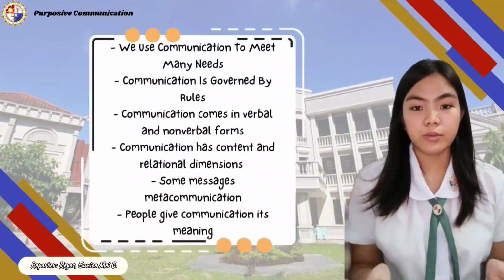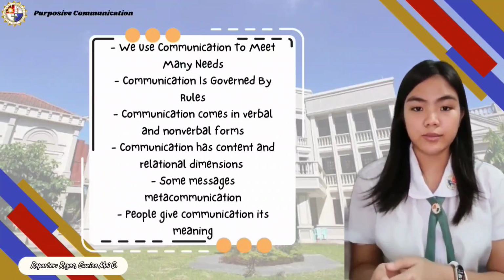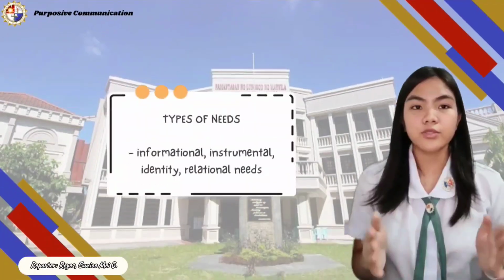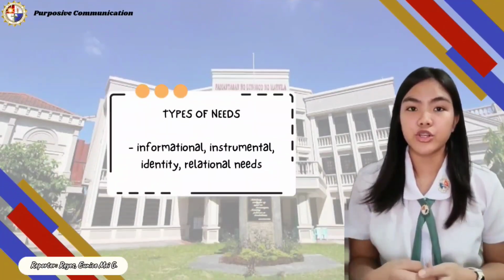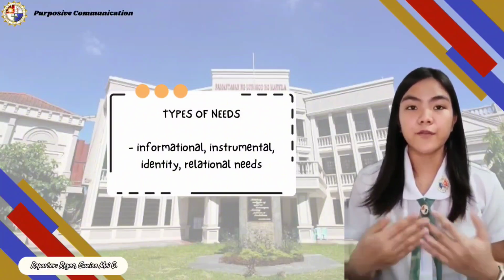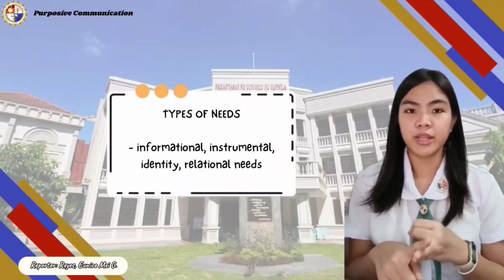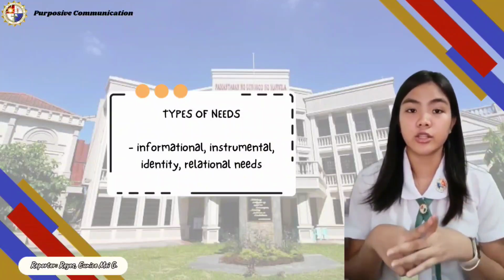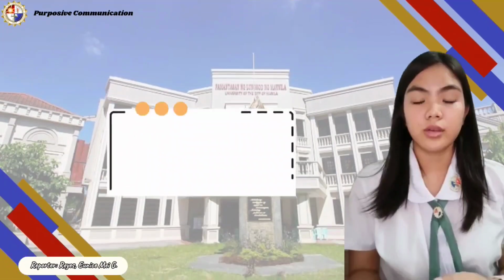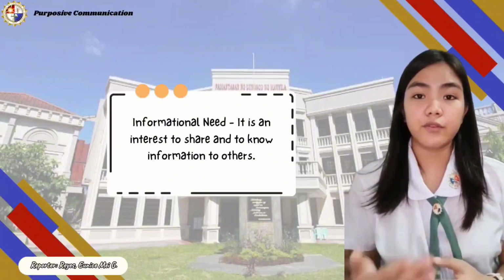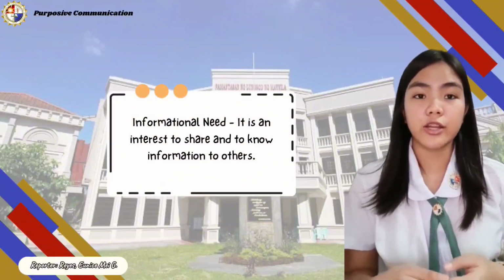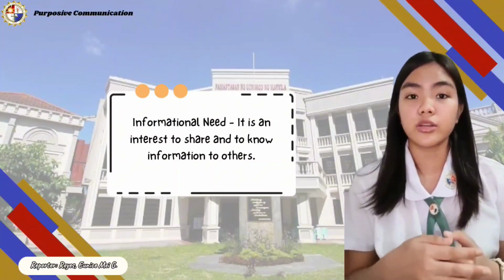There are 6 principles of the communication process. The first one is we use communication to meet many needs. There are 4 types of needs we need to know, such as informational, instrumental, identity, and relational needs. Informational need evolved because of an interest to share and to know information to others. Here's the example.